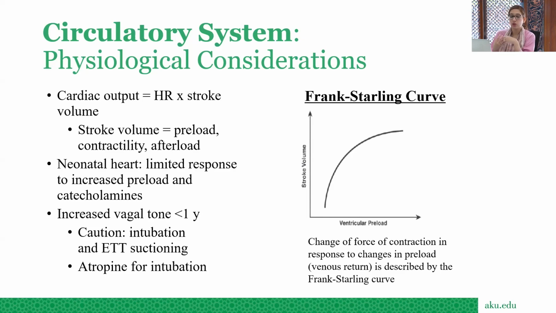So the preload is the volume that the patient has, or the fluid that you're giving to the patient. Contractility is the ability of the heart to contract, right? And of course, this is volume against the ventricular preload. So this is what this graph shows you.